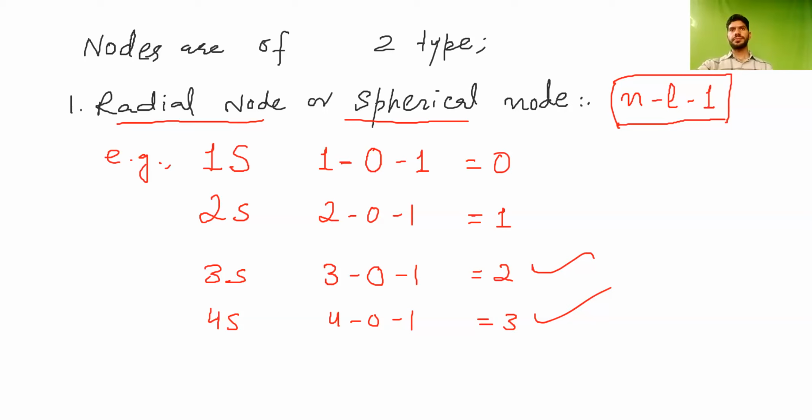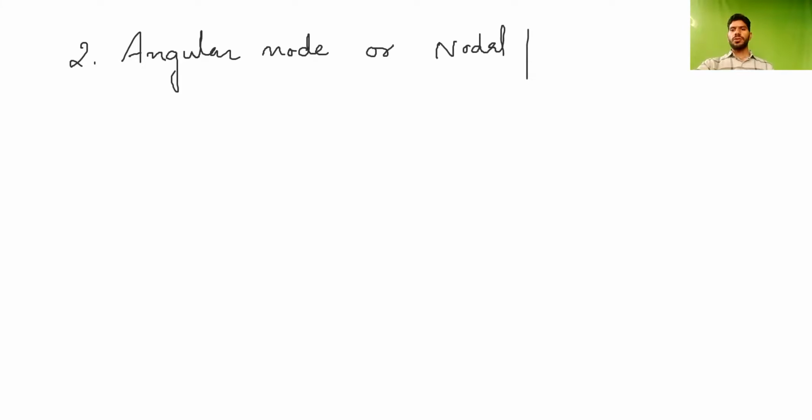Have you got it? Yes, sir. Okay. So then we are also having another type of node. That is known as angular node, or it's also known as nodal plane. And how to calculate this? This is simply calculated by the formula L. So whatever the value of L, that will be the number of angular nodes, or what we call nodal planes.